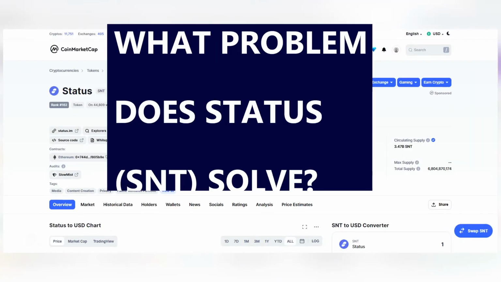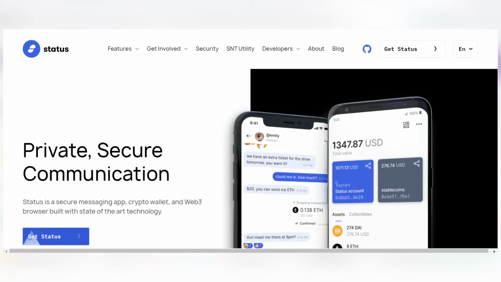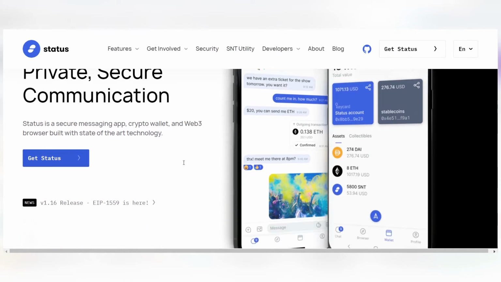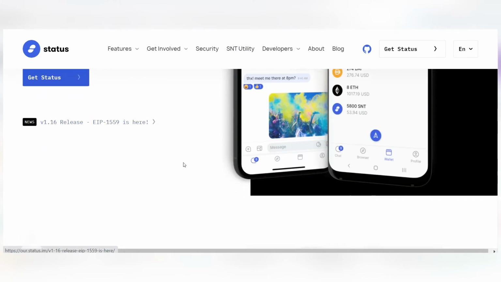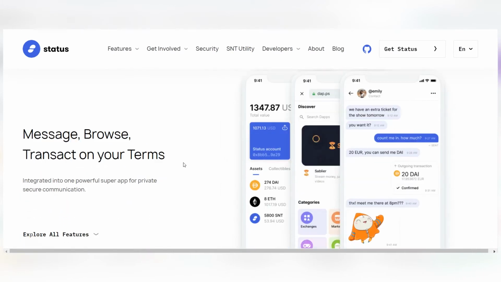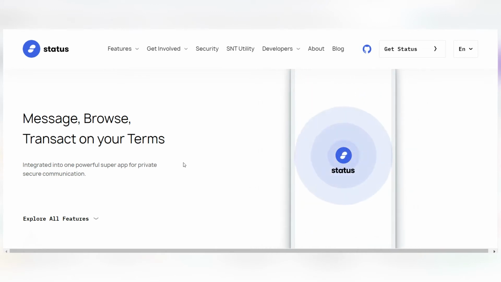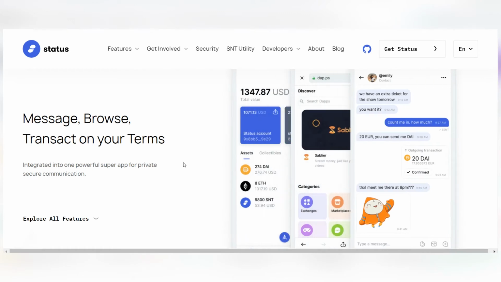What problem does Status solve? Legacy social networks are unbalanced and exploit users for the benefit of advertisers and platform owners. Status seeks to disrupt traditional social networks by empowering users. Using Status, they can become important actors in the platform governance and take complete control over personal data.